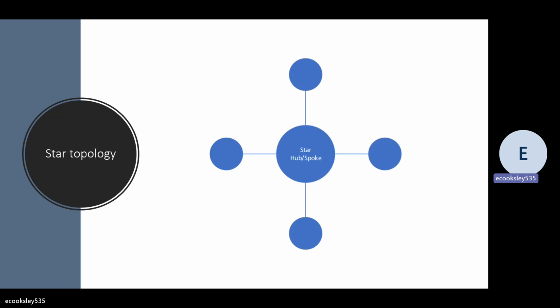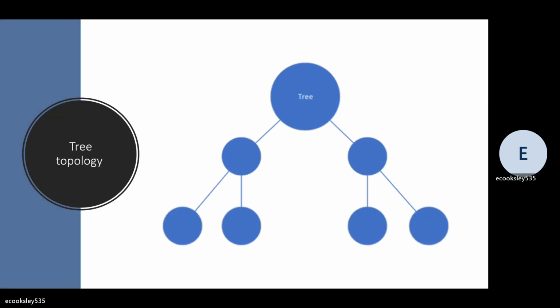So this is a star topology. I've put a diagram on the slide, as you can see, of what it looked like. It's just got its main hub with 4 pieces of hardware coming out of it. Then this is a tree topology. As we can see, as well as the star, it has its main focal point, and then it has its other devices branching off, and then yet again, in a tree topology, it branches off again.